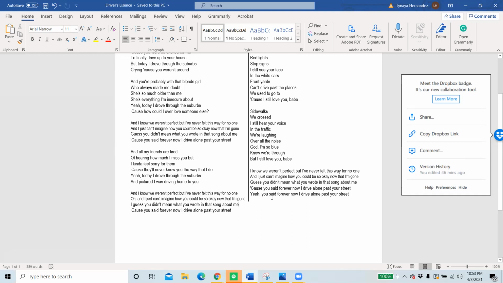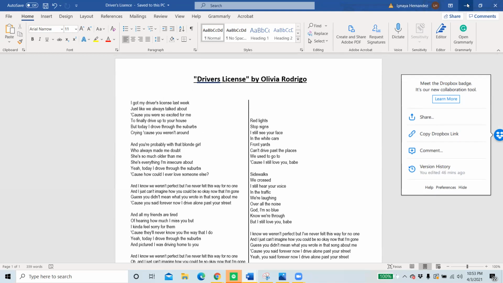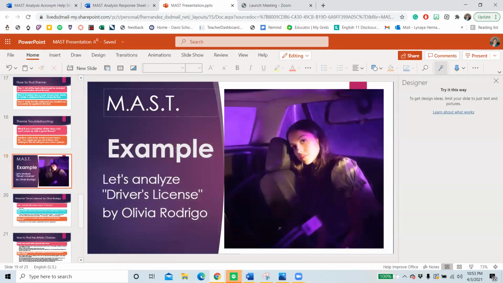Interesting. Okay, so this is the poem that we're analyzing. So I'm going to use this acronym to get kind of an in-depth analysis of this poem, right?